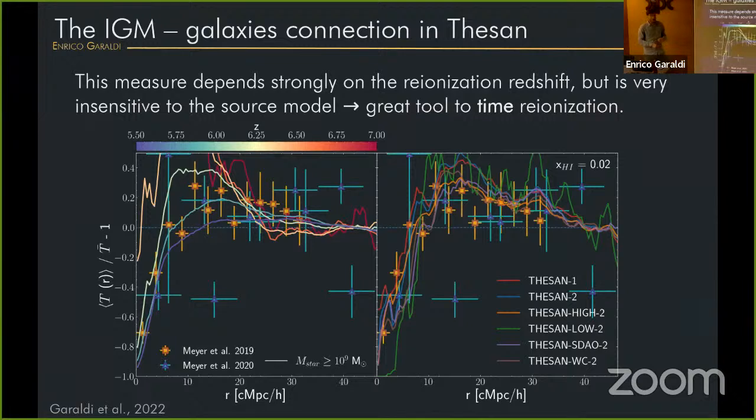But we can use this only if it does not depend on other quantities of high redshift galaxies, of the high redshift IGM, that we are not able to observe. So because Thesan has all these different runs, we could test how this signal depends on the escape of ionizing photons and even on the dark matter model we used. And once we fixed the H I fraction in the universe, so we take away the dependence on the different ionization histories, what we get is this. So all these colorful lines correspond to different models for ionization, for the sources and for the dark matter.